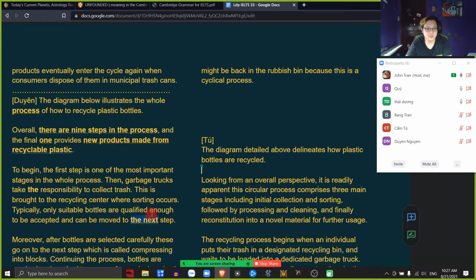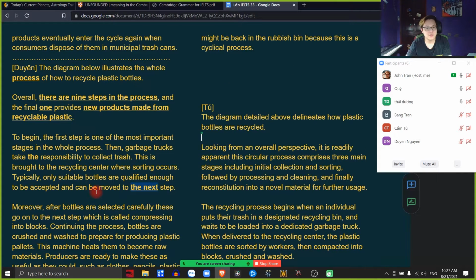Only suitable bottles are qualified enough to be accepted and can be moved to the next steps. Okay, good. Passive voice, good.